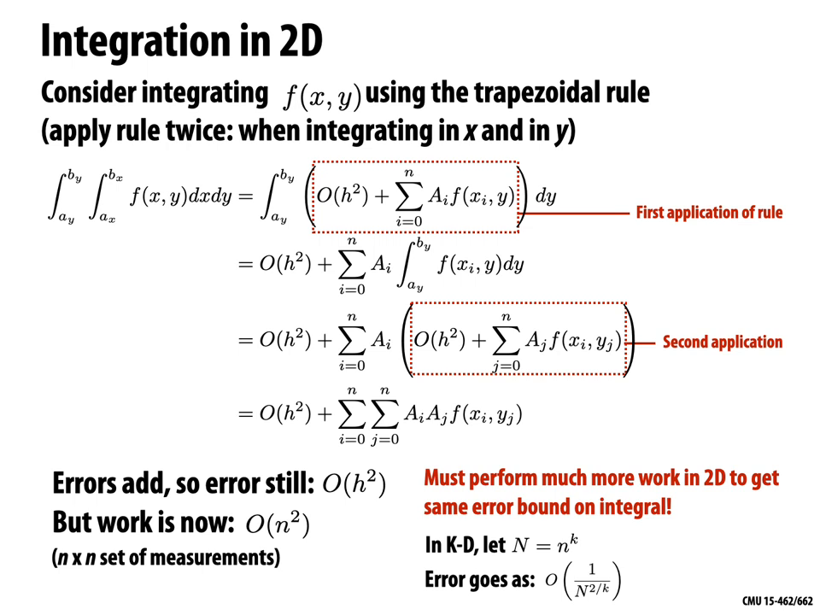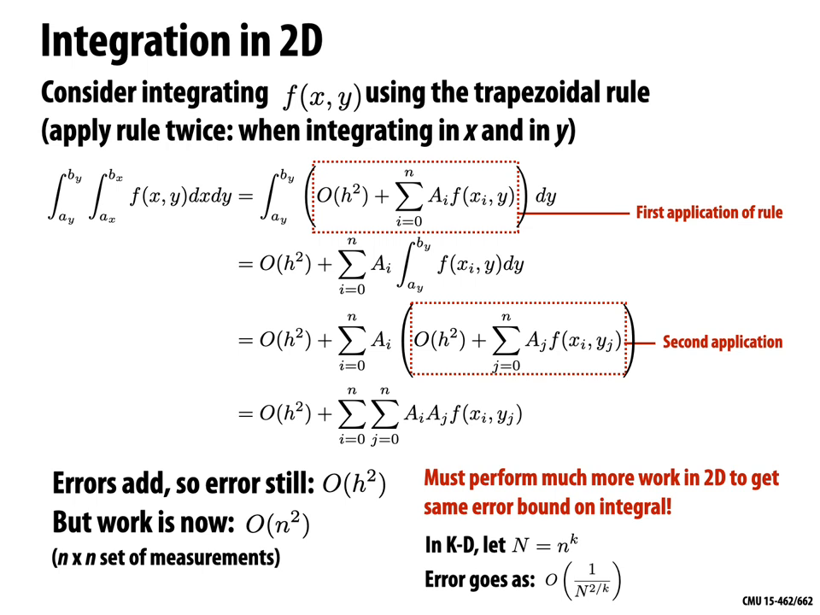So we can write this as the sum from i equals 0 up through n of the weights along the y direction times the sum from j equals 0 up through n of the weights along the x direction times f at a sample point (xi, yj). Okay? And you've noticed that in this calculation, I've also written these terms plus order h squared. So this is just reminding us that the trapezoidal rule is not an exact expression for the integral. It's an approximation whose error goes to zero like h squared.